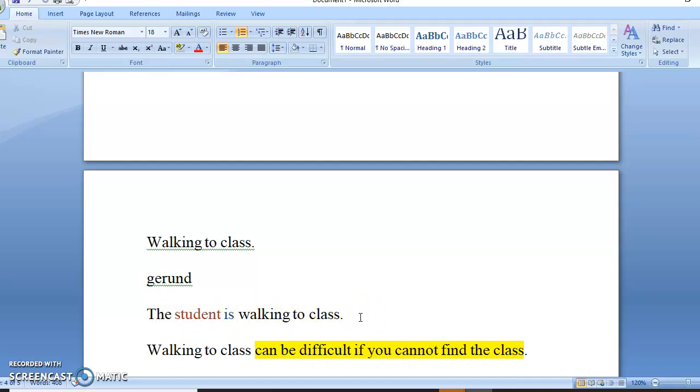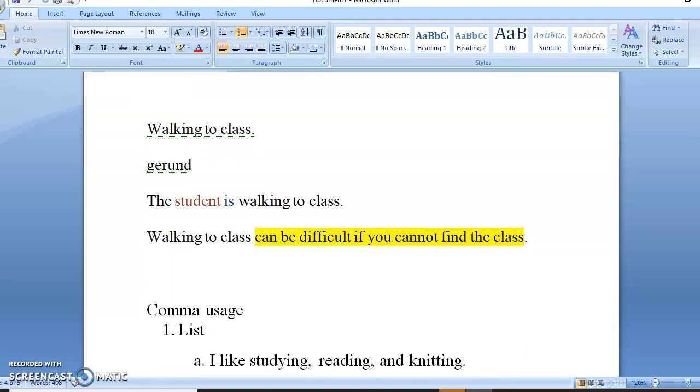The second method to correct a phrase fragment is to turn the phrase into a subject and add a predicate. So we have walking to class can be difficult if you cannot find the class. All right. And then lastly, I want to go over comma usage really quickly. So I have one minute. Let's see if I can do it.